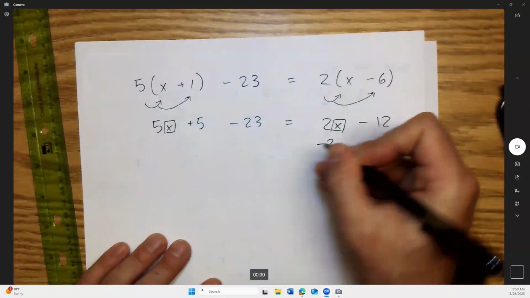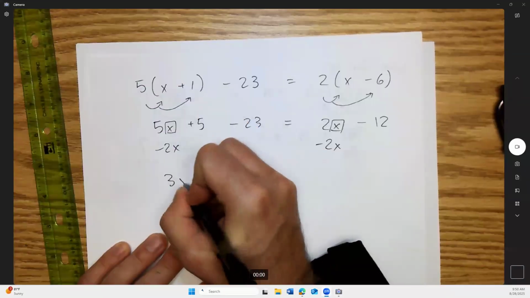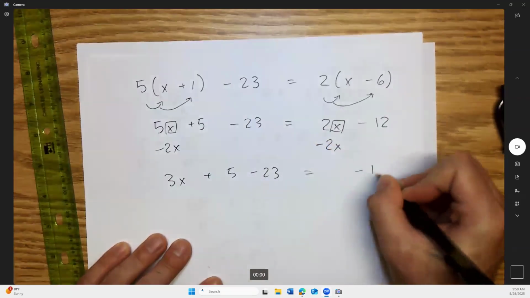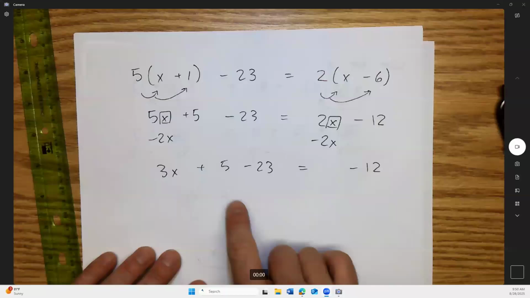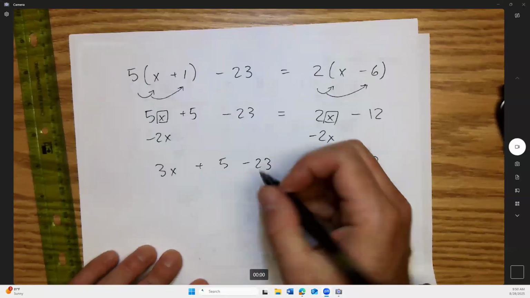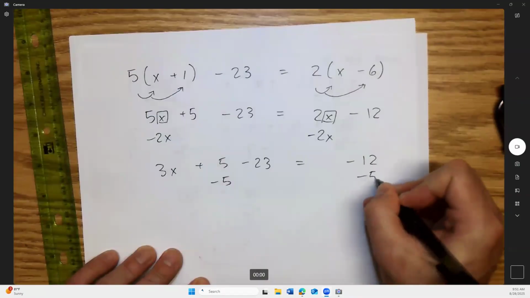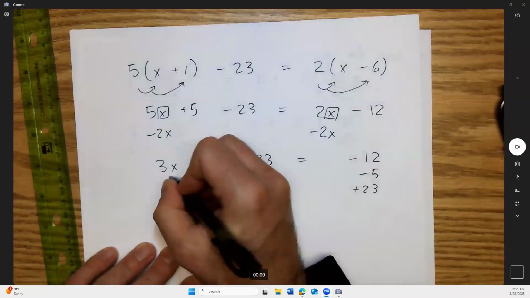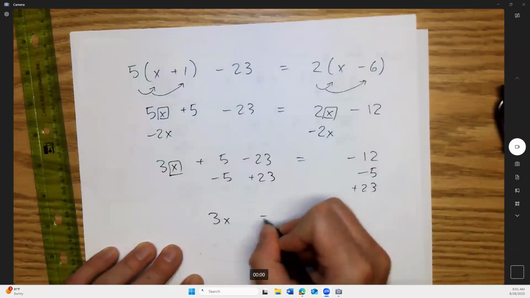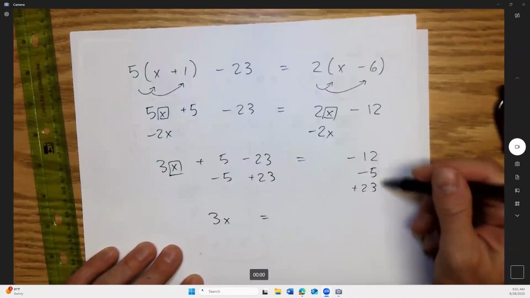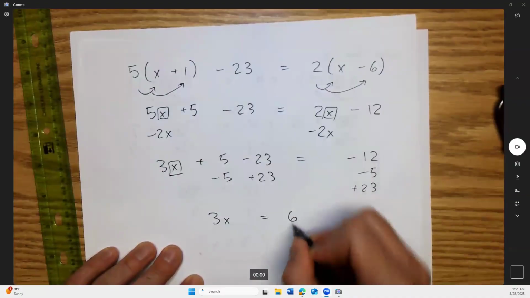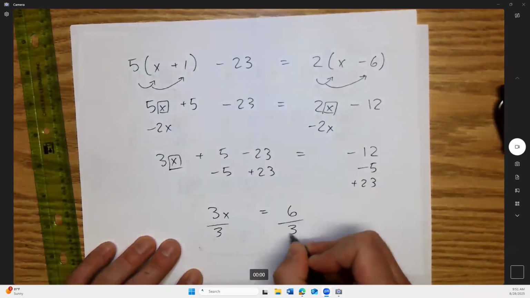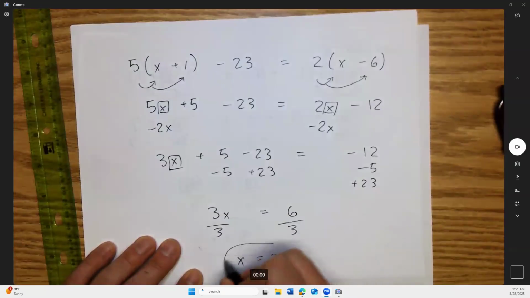Maybe I'll get the x's on the left side. So it looks like 3x plus 5 minus 23 equals negative 12. Okay. Here, what if I subtract 5 over and also add 23 over? So it gives me 3x equals, what does all this come out to? 6. Yeah, that sounds right. Okay. And then the last step is, yeah, it's 2. Okay.